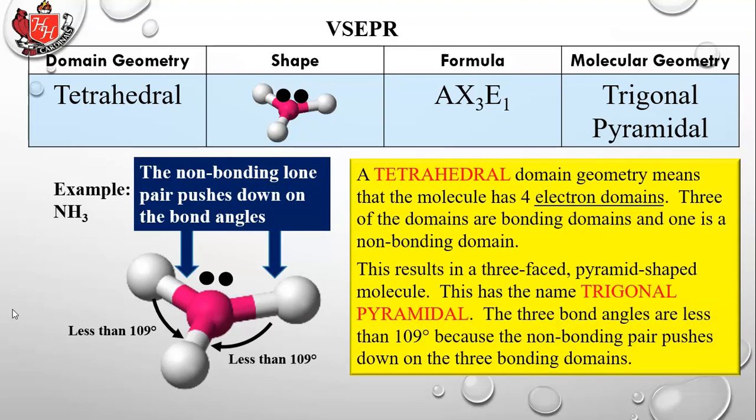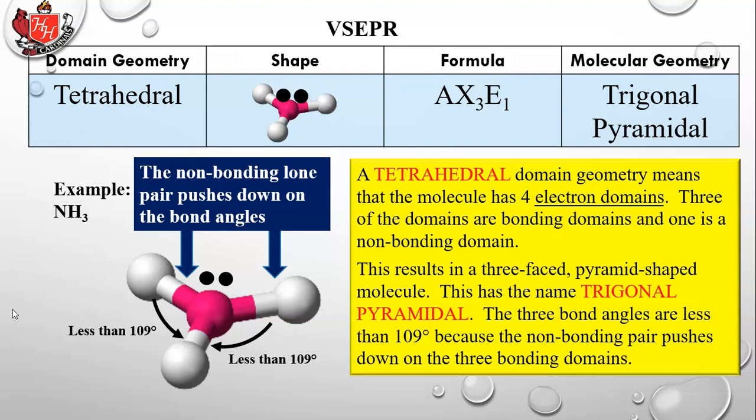So a tetrahedral domain geometry means that the molecule has 4 electron domains. 3 of the domains are bonding domains, and 1 is the non-bonding lone pair domain. This results in a 3-faced pyramid-shaped molecule. It's hard to tell in this image. It looks flat, but it's actually a pyramid. The pink, the central nitrogen there, is higher than those 3 hydrogens. They're down lower. So it's forming a 3-faced pyramid. And so that's called trigonal because it's in the shape of a triangle, pyramidal because it's actually a pyramid.